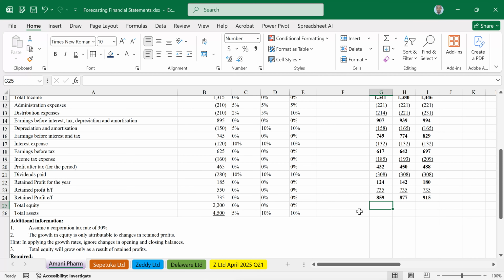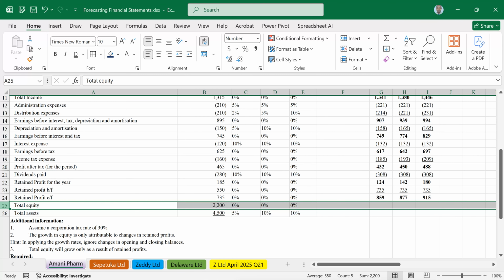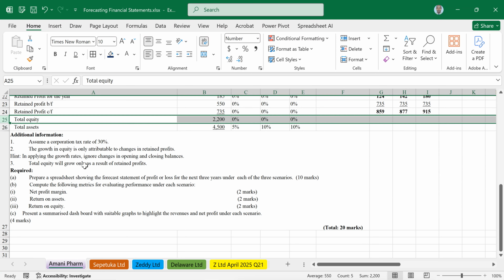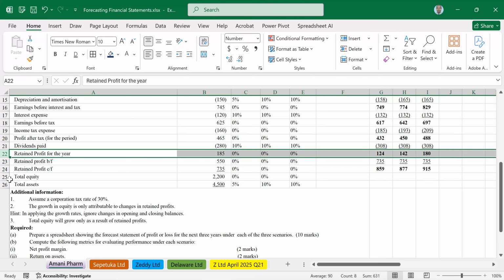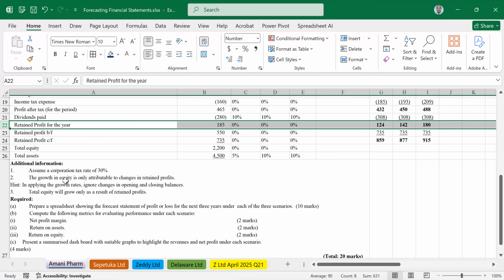Now equity is here. They say that equity was 000, and they are saying the growth in equity is only attributable to changes in retained profits. So equity only grows because of changes in retained profits. What that means is the profit for the year, the profit that you brought in, is what results in the changes in equity, as said here. The growth in equity is only attributable to changes in retained profits.